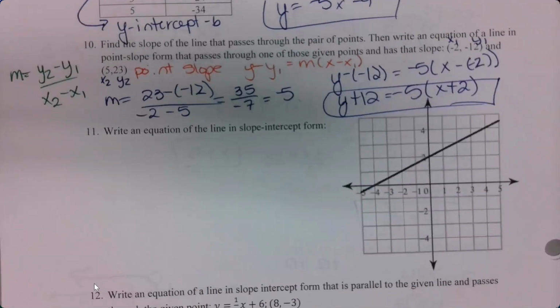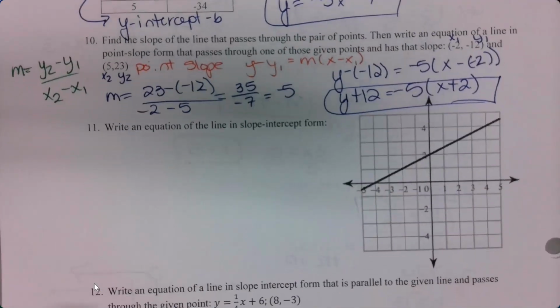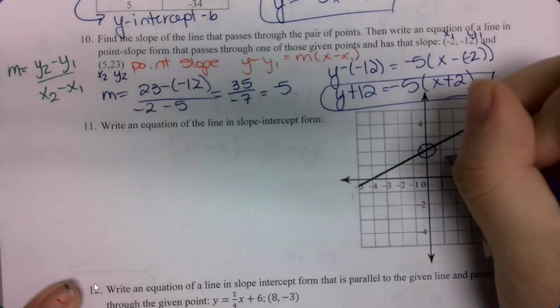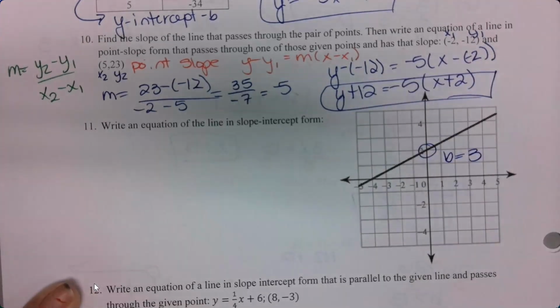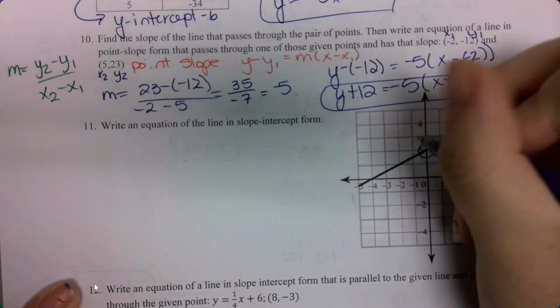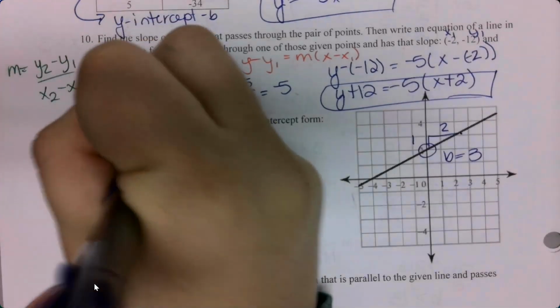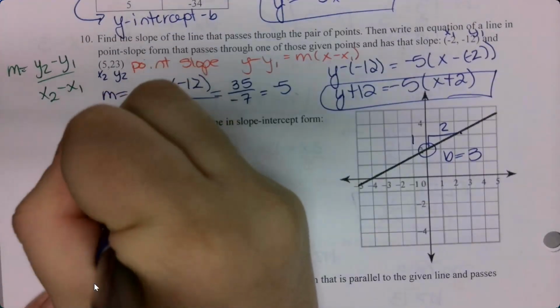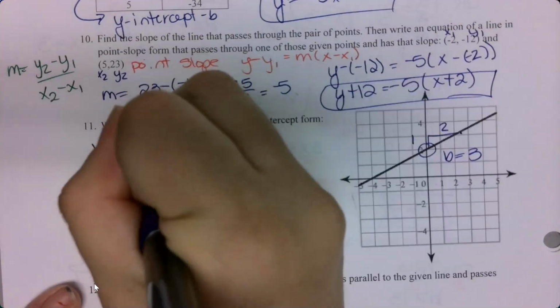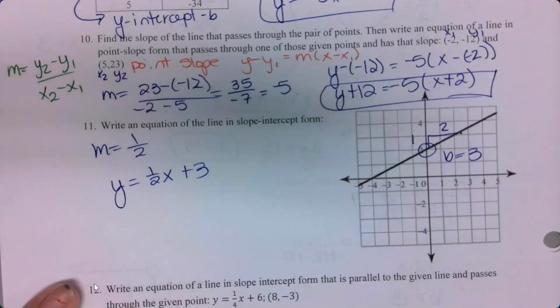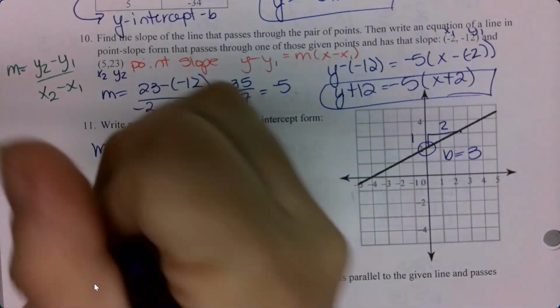Okay, number 11 wants me to write the equation of the line in slope-intercept form. It is crossing at 3, so my b equals 3. And then I want to find my slope. It's going up 1 over 2. So my m is 1/2. I'm going to have y equals 1/2 x plus my y-intercept, which is 3.